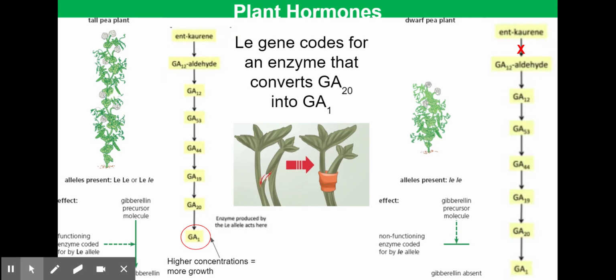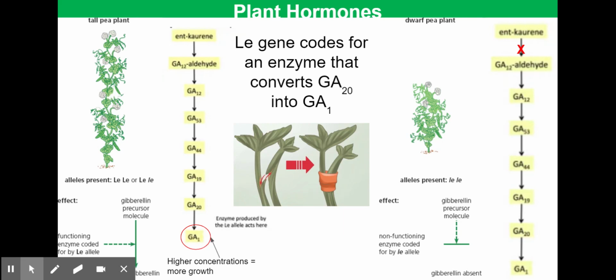Now, the LE gene codes for a protein which is responsible for converting GA20, gibberellin 20, to GA1, gibberellin 1. Now, if you have high concentrations of gibberellin 1, you're going to end up with greater growth. So this enzyme is really, really important. GA20 is essentially a precursor for gibberellin.